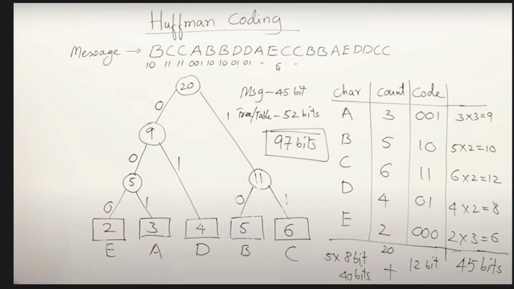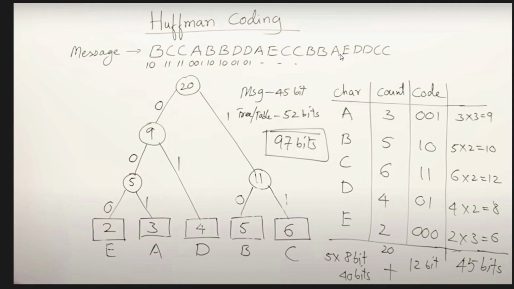So this is the message: B B C A B B D A E C C B A E D D C C. So this is our message. In computer languages, alphabets are represented in terms of ASCII values, and the memory storage for each ASCII value is 8 bits. So here there are a total of 20 alphabets, so the memory storage would be 160 bits. But Huffman coding reduces the memory storage for a particular message.